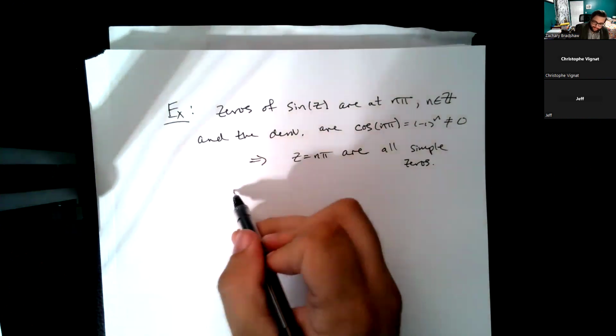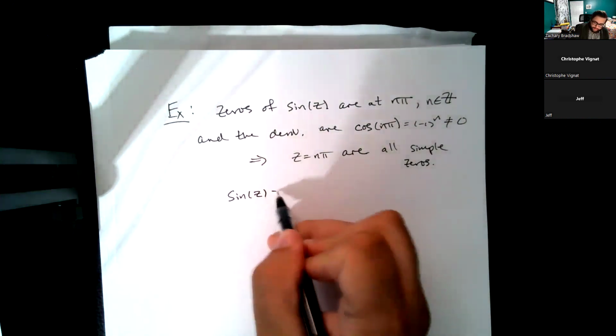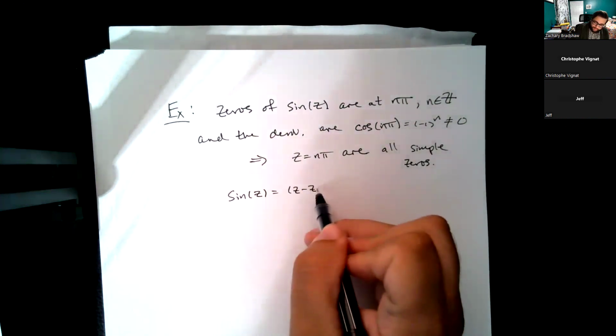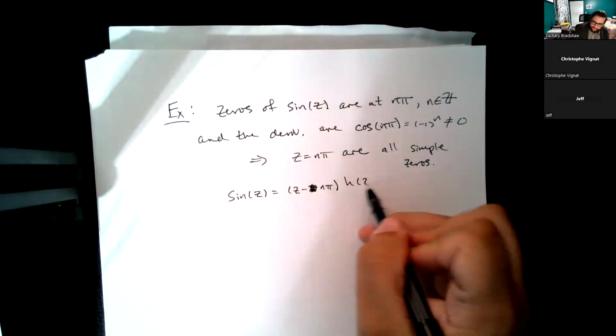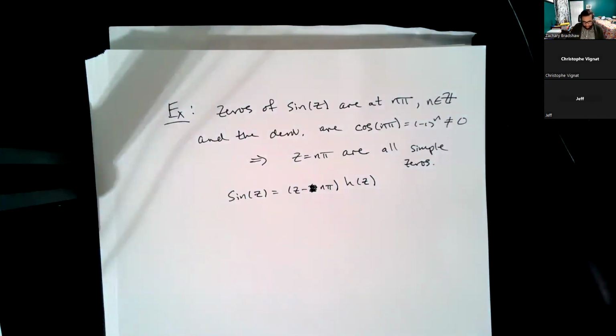And so this tells us that sine of z can be written as z minus n pi times some analytic function, h of z.